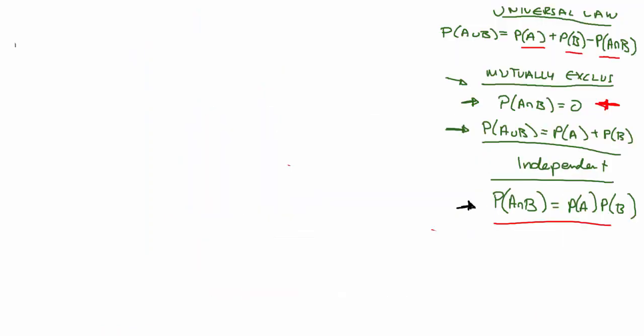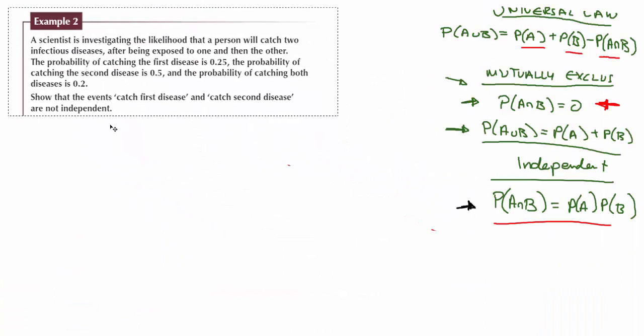Okay, let's have a look at this one. A scientist is investigating the likelihood a person will catch two infectious diseases after being exposed to one and then the other. The probability of catching the first disease is 0.25. The probability of catching the second disease is 0.5. The probability of catching both diseases is 0.2. Show that the events catch first disease and second disease are not independent.